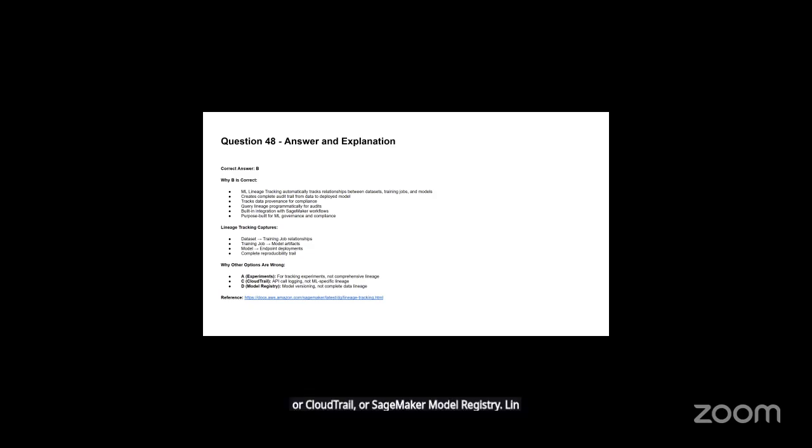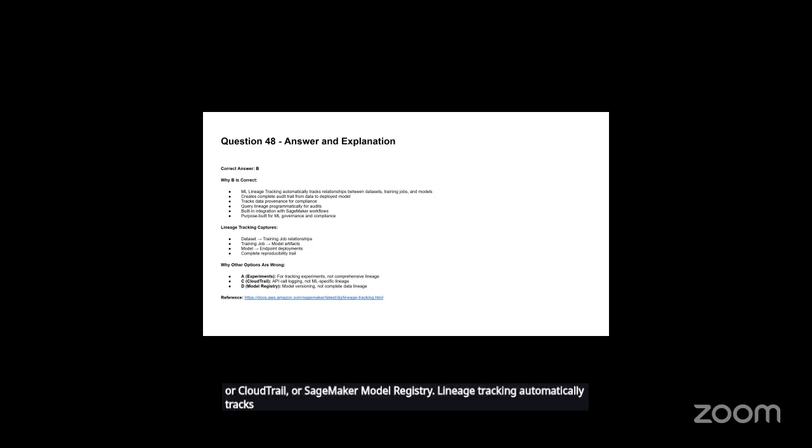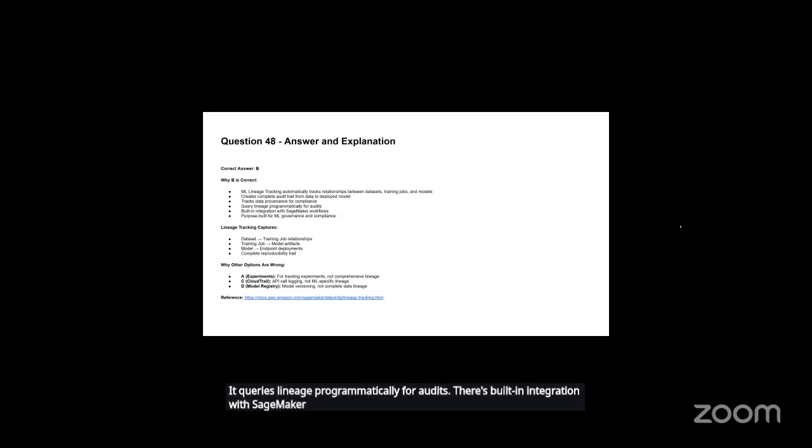Lineage Tracking automatically tracks relationships between datasets, training jobs, and models. This creates a complete audit trail from data to deployed model. This tracks data provenance for compliance. It queries lineage programmatically for audits. There's built-in integration with SageMaker workflows. And it's purpose-built for machine learning governance and compliance.